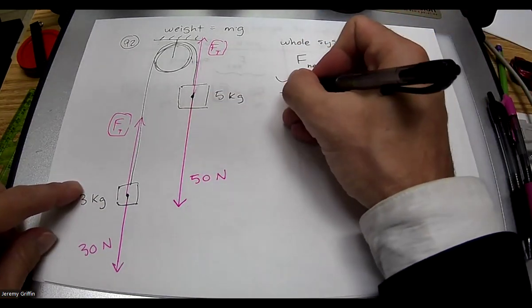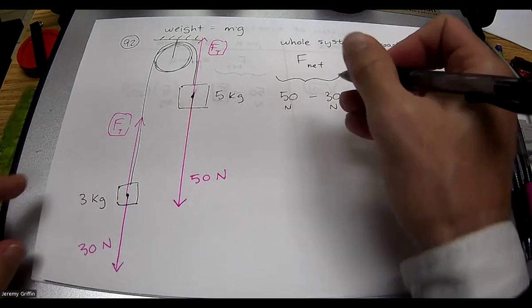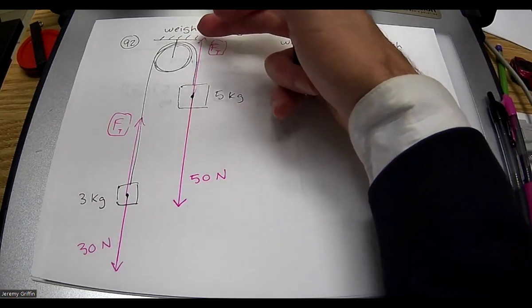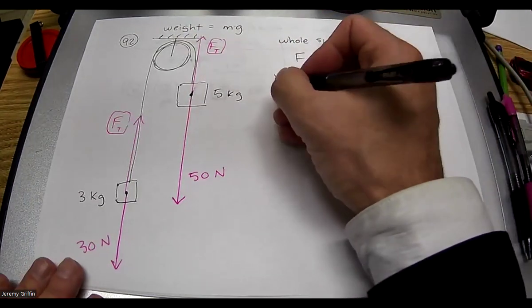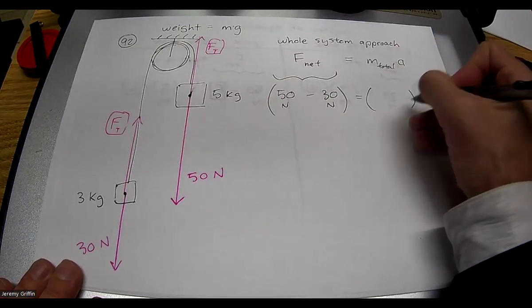Yeah, I'm going to subtract. Let's do 50 newtons minus 30 newtons. If you add them together, that might have something more to do with the tension in the string holding the pulley up. We don't care about that. All right, so, guys, how much total mass is being moved around?